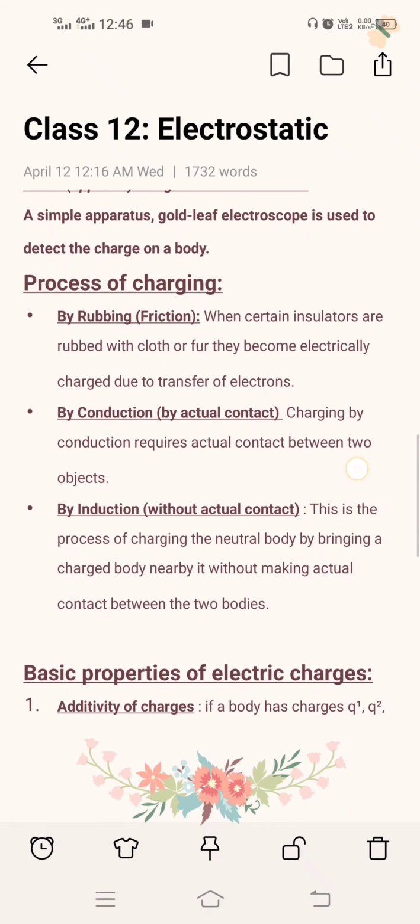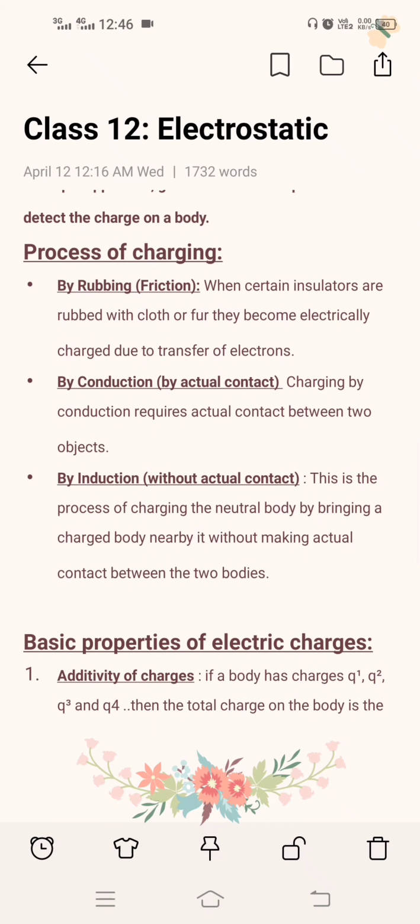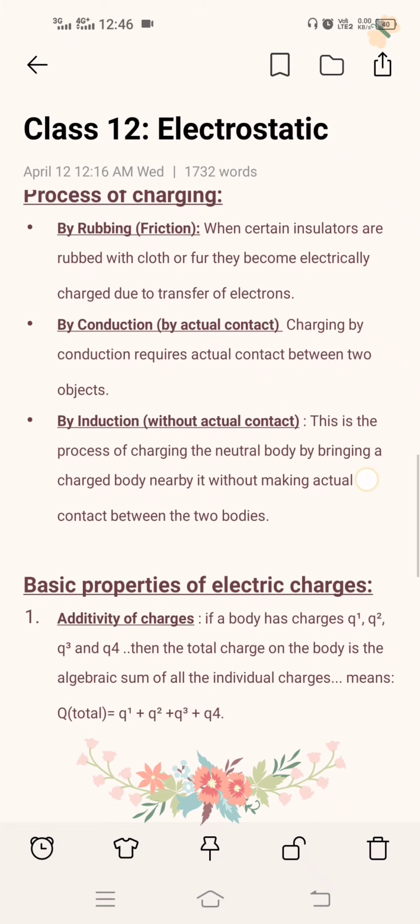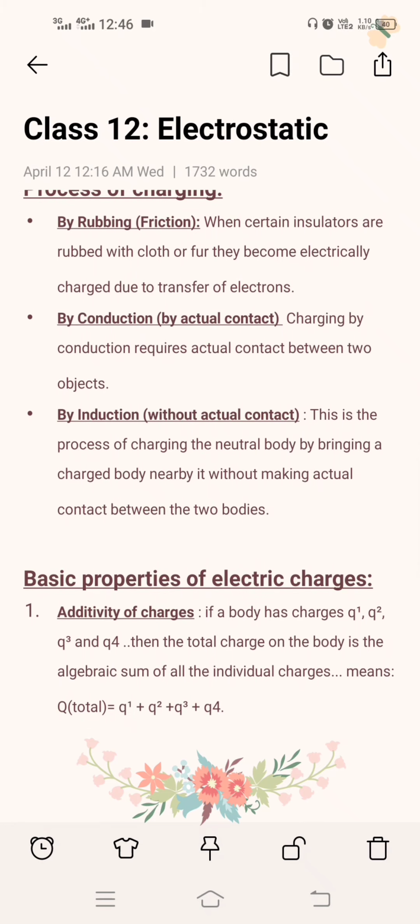And now the basic properties of electric charges. The first one is additivity of charges. If a body has charges Q1, Q2, Q3, Q4 and so on, then the total charge on the body is the algebraic sum of all the individual charges. Here we can say the total charge is equal to Q1 plus Q2 plus Q3 plus Q4.